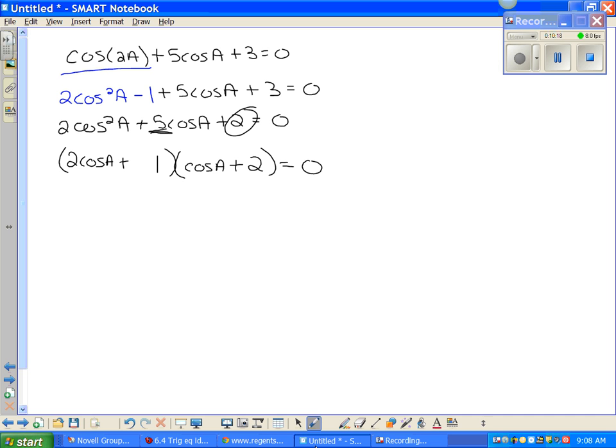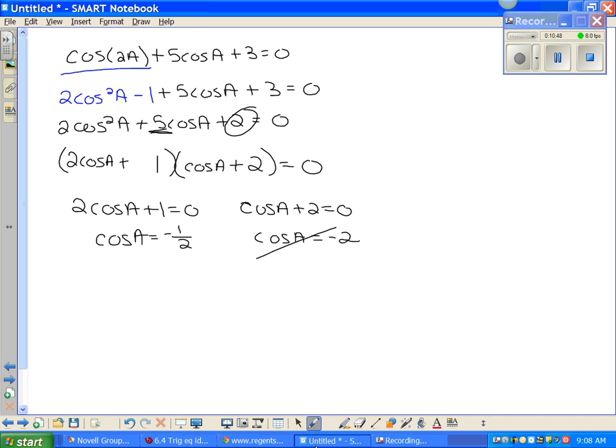Okay. Now what? Good, zero product rule. 2 cosine A plus 1 equals 0. Cosine A plus 2 equals 0. Cosine A equals negative 1/2. Good. And cosine A equals negative 2. What can I do automatically? Yeah, I'm going to reject this. Why? It's less than negative 1, right? It's outside my range for cosine.